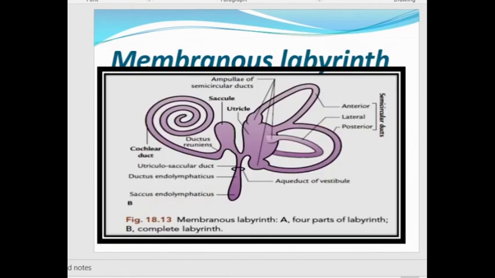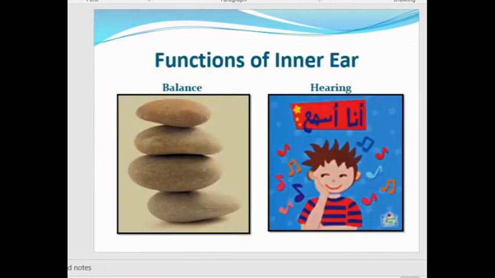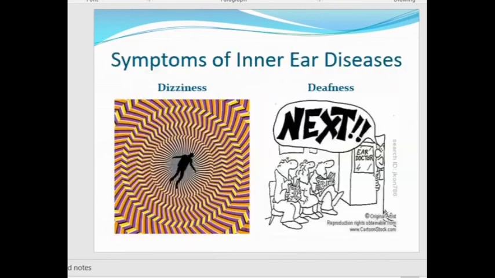اللي هي السكالا ميديا، هذا حكيناه، اللي تحتوي على الأورجن أوف كورتي. Functions of the ear here: balance and hearing. Symptoms of ear disease basically هي إما deafness أو dizziness.